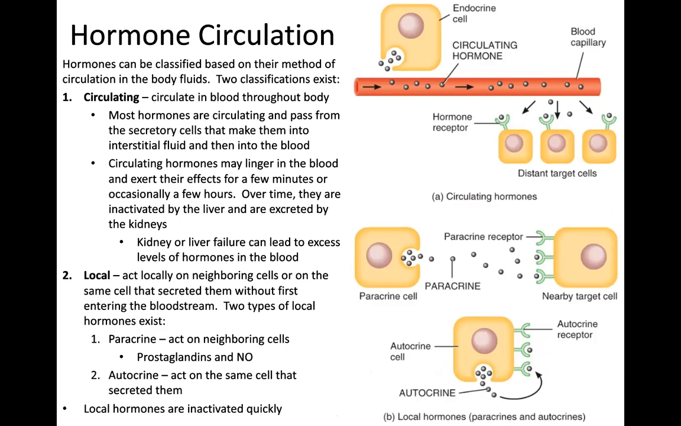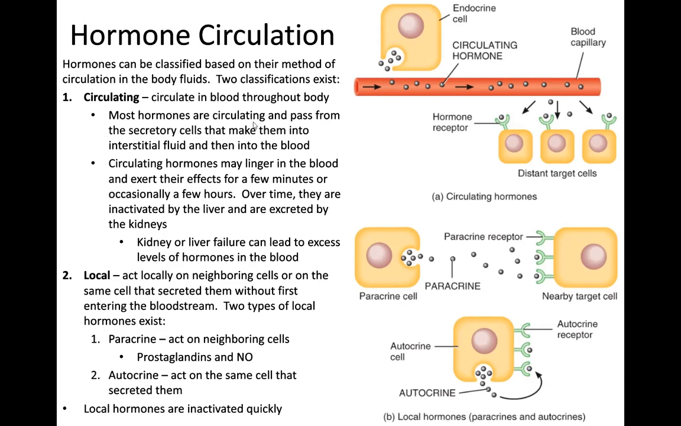All right, for the next few slides, I want to talk about the different ways that we classify hormones. The first way to classify hormones is based on their method of circulation in our body fluids. In other words, how they circulate in our fluids. The first classification is what we call circulating hormones, meaning that they circulate in our blood throughout the body. I would highlight this phrase. This is what most hormones are. Most hormones are circulating.